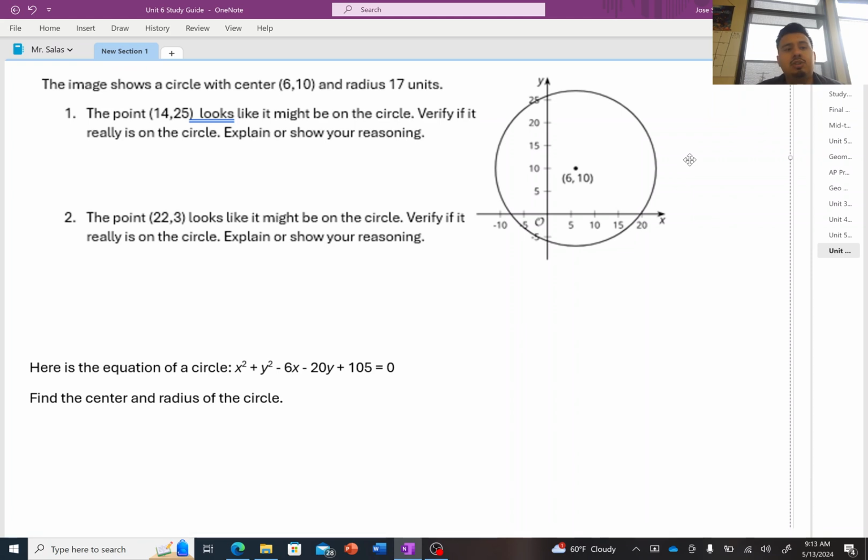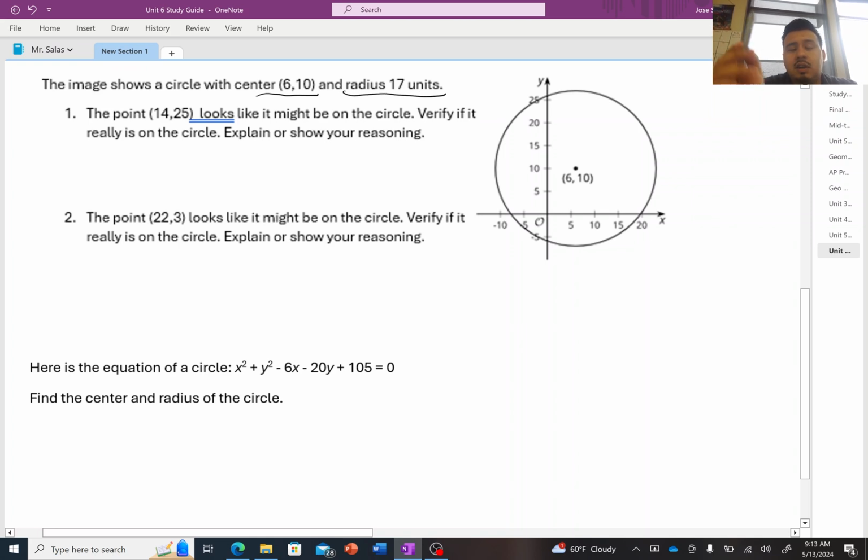Problem number 2 says the image shows a circle with a center at (6, 10) and a radius of 17 units. We want to verify if the point (14, 25) is on the circle. Let's estimate that 14 is around there, 25 is there. If we line them up, the point should be around there. Based off this picture, it looks like it is, but we have to verify mathematically, okay?